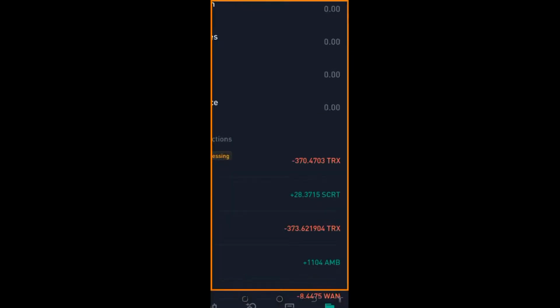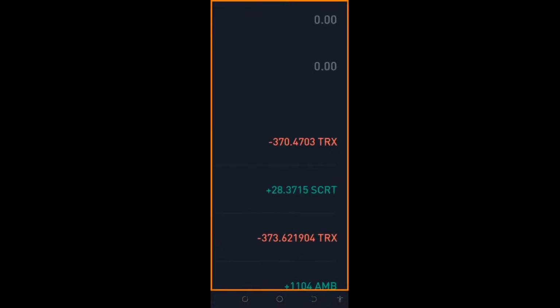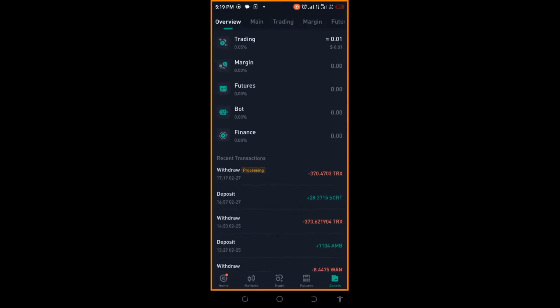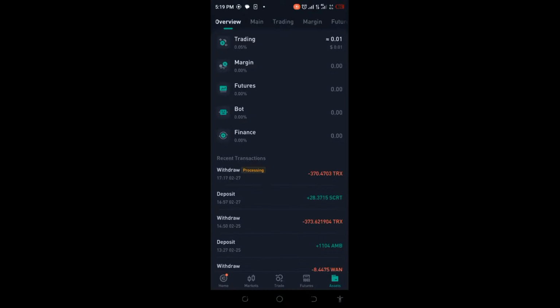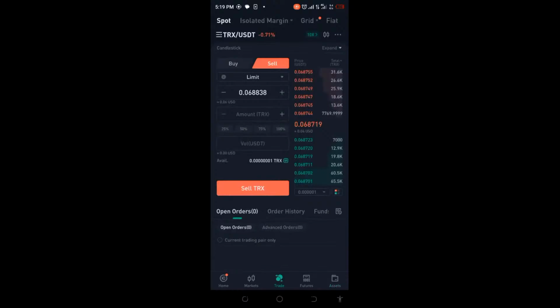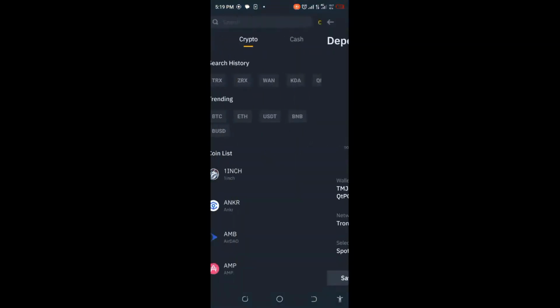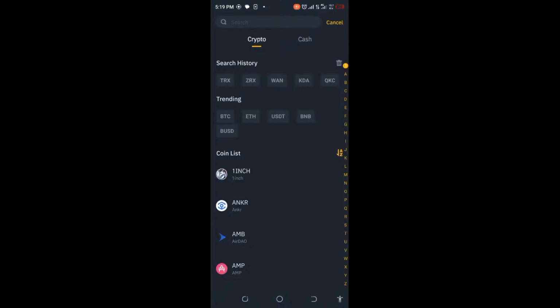Okay, so currently it's processing. As you can see, it's processing. So let's just hope it doesn't take too much time. And let's hope by the time we get over to Binance, the price will be favorable. Okay, let's go and check what's going on in Binance. Let's check very quickly and then let's see how this goes. Okay, normally it doesn't take that much time.